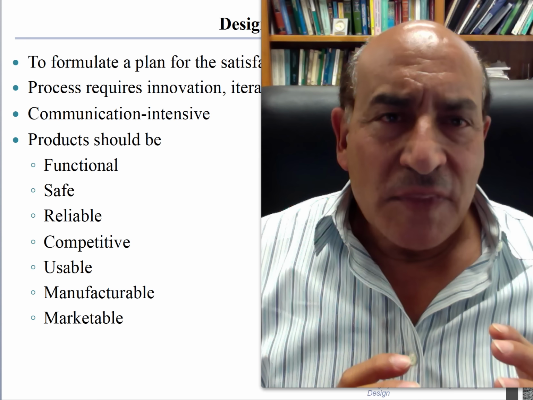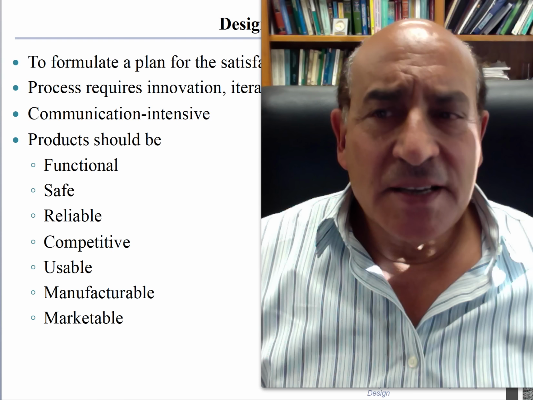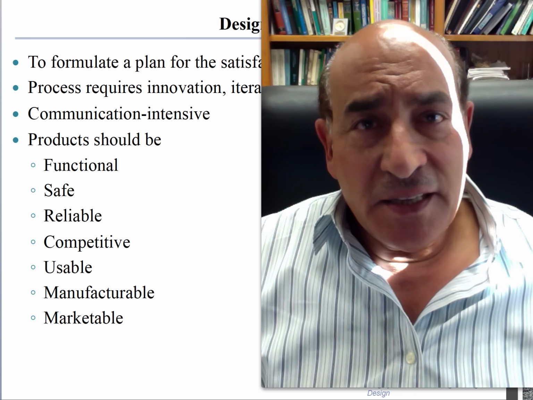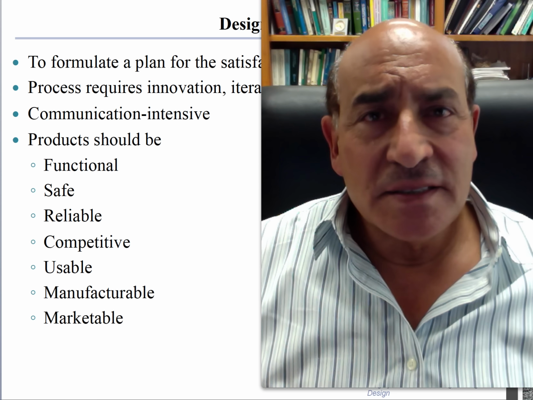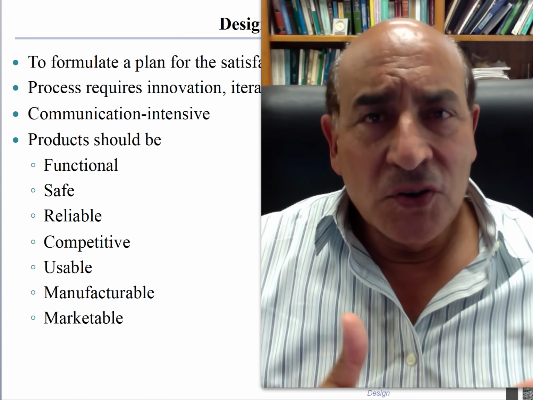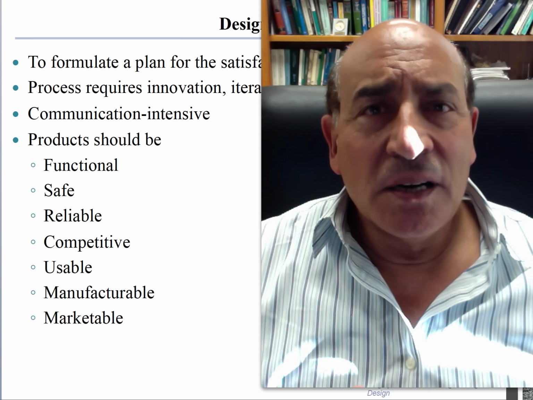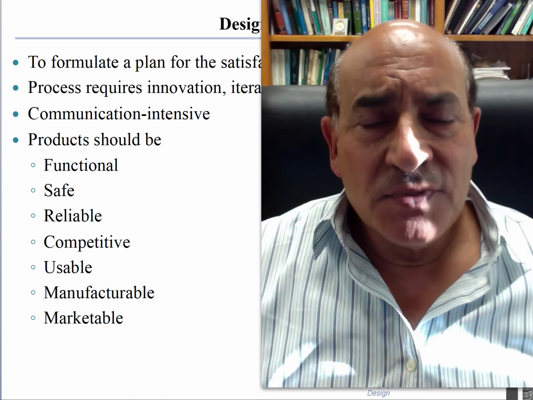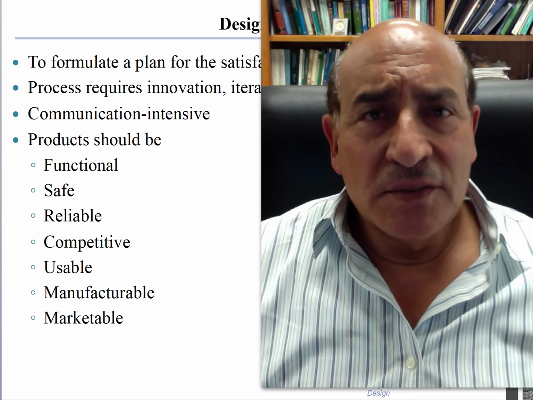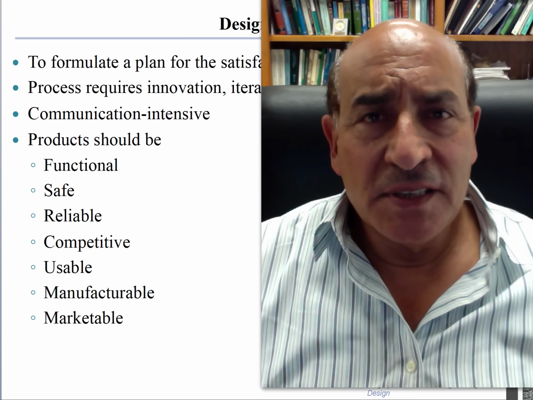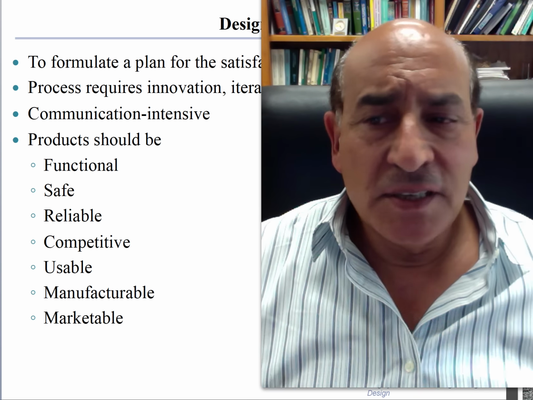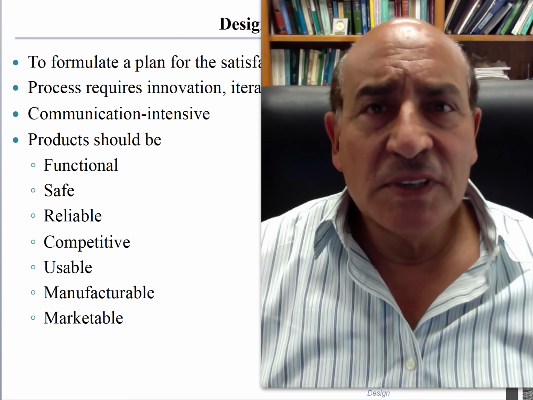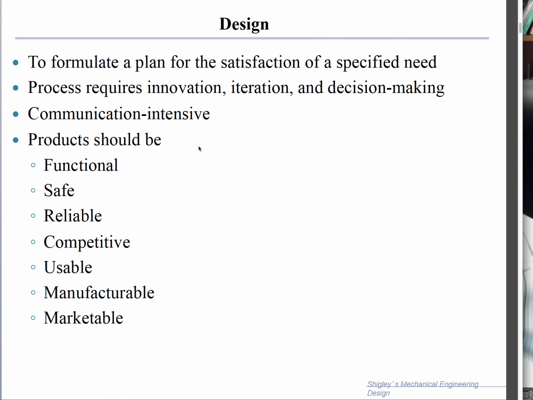So first, we're going to talk about what is design. Design is identifying a need and then formulating a plan to reach that need. That's as simple as that. And in going to that goal, we need to satisfy a number of constraints related to economics, safety, reliability, public safety, and competitiveness, ability to manufacture, and so on. So there's a number of things that we need to consider in the design process.